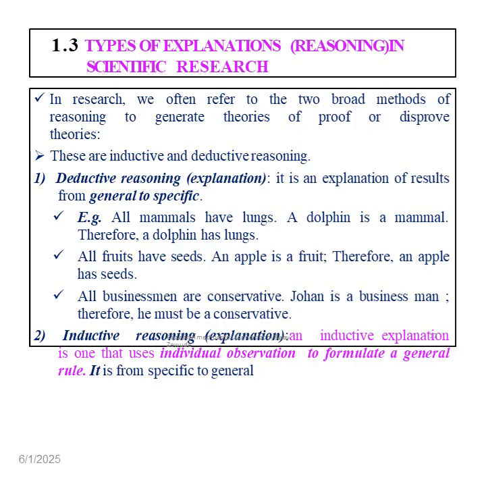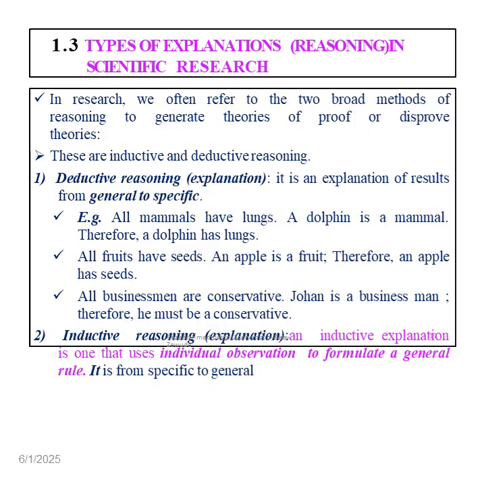Another example: all fruits have seeds. This is the general one. An apple is a fruit. This is specific. Therefore, an apple has seeds. We start from the general, fruits, and we go to the specific explanation, that is, an apple has seeds.